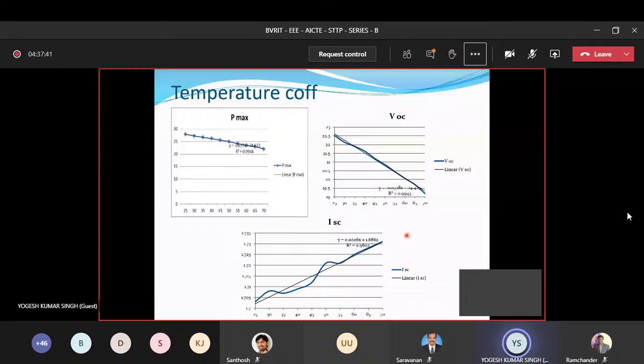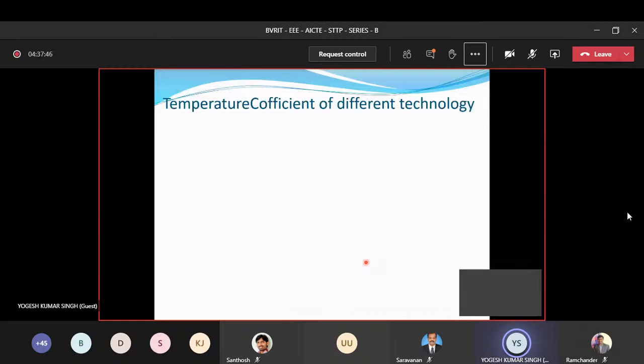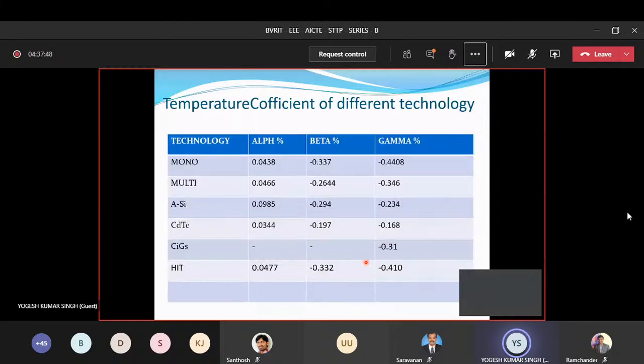Now these are different technologies, and alpha, beta, and gamma are also different for different technologies. If you're talking about the monocrystalline module, the current temperature coefficient is around 0.0438%. Beta is basically the voltage temperature coefficient, which comes around 0.337%. Another parameter is gamma, which works out around minus 0.4408.